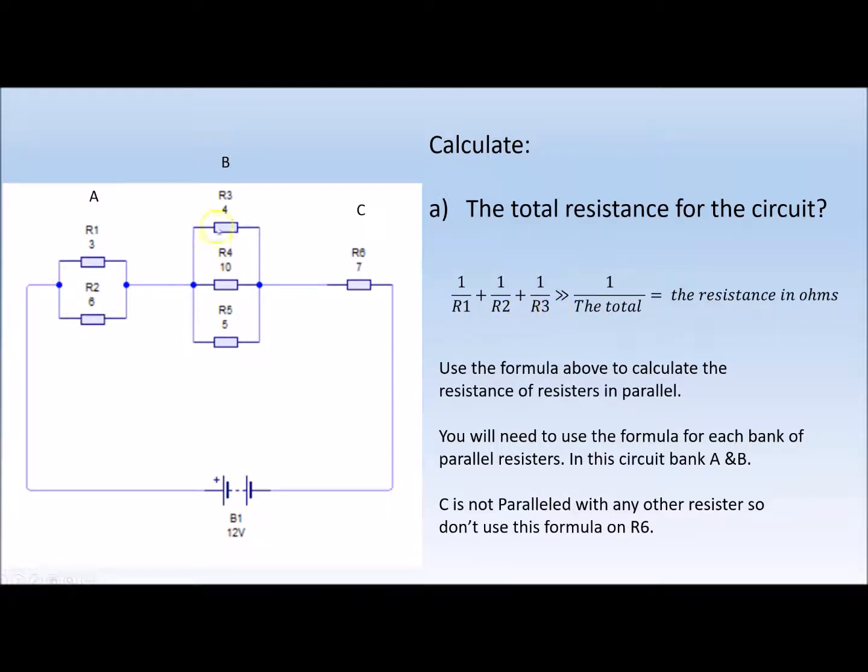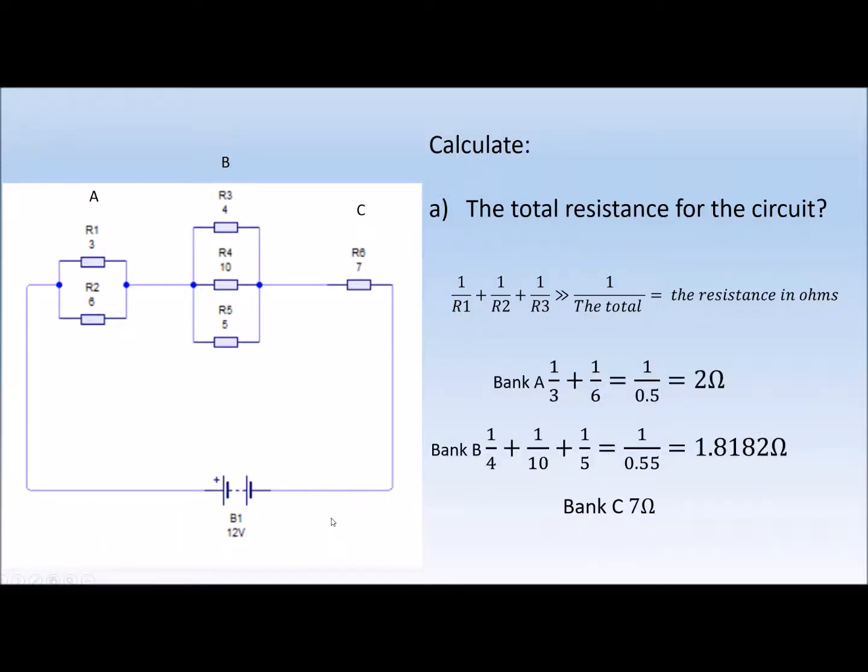The parallel resistance formula is 1 over R1 plus 1 over R2 plus 1 over R3, or however many loads you have in a particular parallel arrangement. You take the sum of those and then do 1 over that sum, and that would give you the total resistance for that bank or for that circuit. This is a slightly long-handed way of doing it. There are other methods, but we're going to stick with this method for this demonstration.